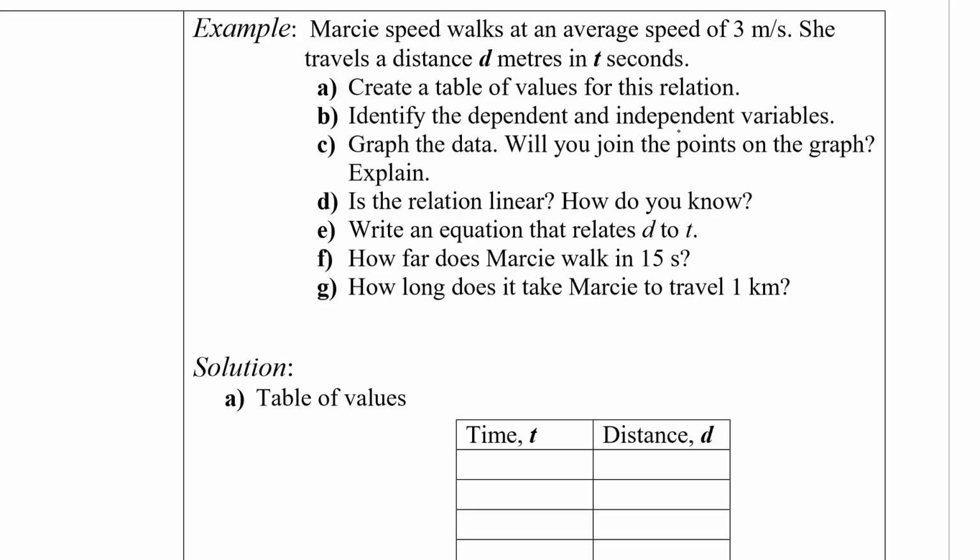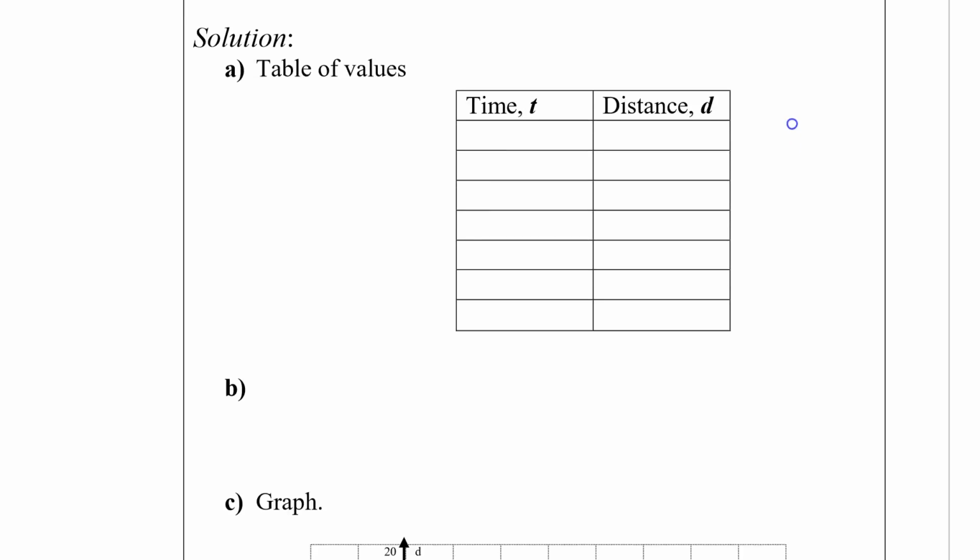All right, well, this one is not too bad, okay? Because when we have our table of values here, when it is at 0 seconds, when she hasn't started walking yet, she's gone a distance of 0 meters. When she travels 1 second, she travels 3 meters. When she travels 2 seconds, she travels 6. When she travels for 3 seconds, she goes 9 meters, and so on and so forth. 4, 12, 5, 15, 6, and 18.